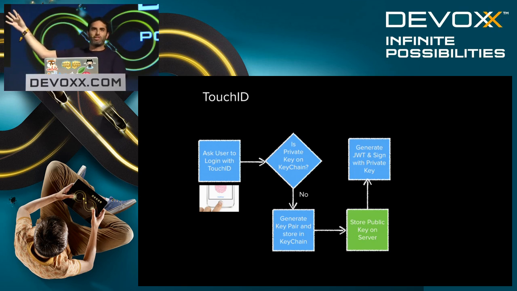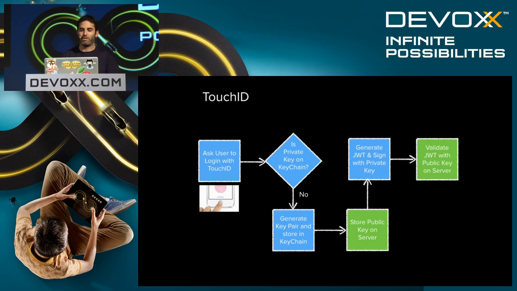So we send that public key to the server, we generate the JSON Web Token, we sign it with a private key, and then finally the server validates, using the public key that is on the server, that the JSON Web Token has not been changed or tampered with. So next time that the user logs in, is the private key on the keychain? It is. So then we just generate the JSON Web Token, send it to the server, and it just validates that it is a valid token.